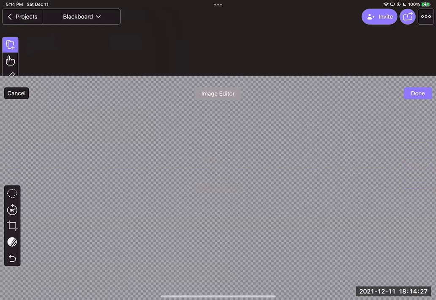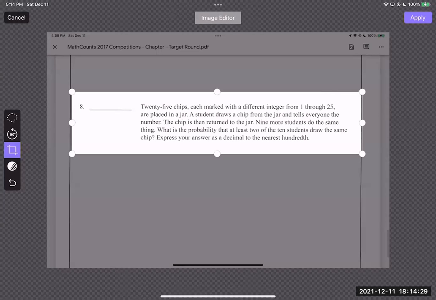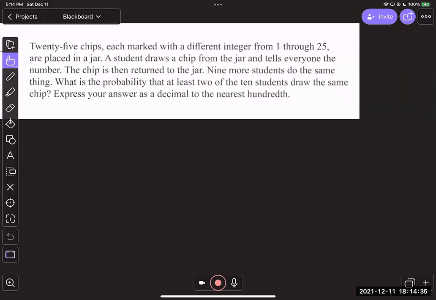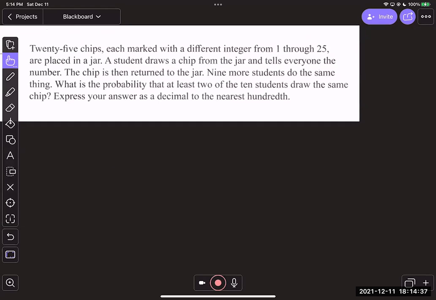Problem number 8. 25 chips, each marked with a different integer from 1 through 25, are placed in a jar. A student draws a chip from the jar and tells everyone the number. The chip is then returned to the jar, so there is replacement here. 9 more students do the same thing. What is the probability that at least 2 of the 10 students draw the same chip? Express your answer as a decimal to the nearest hundredth.